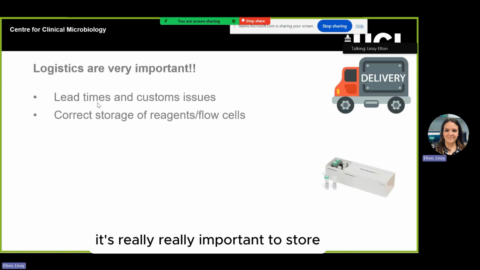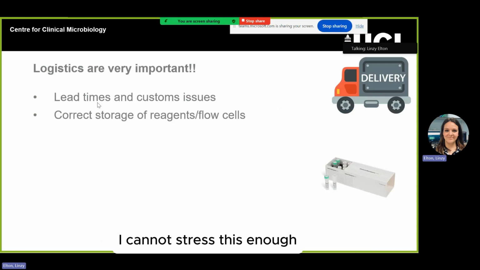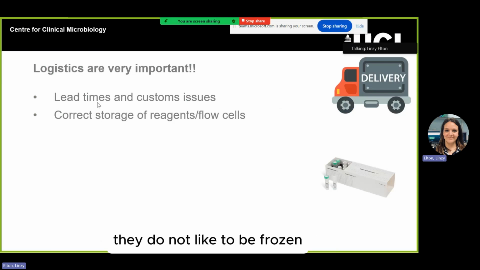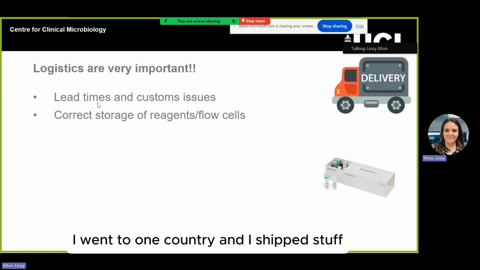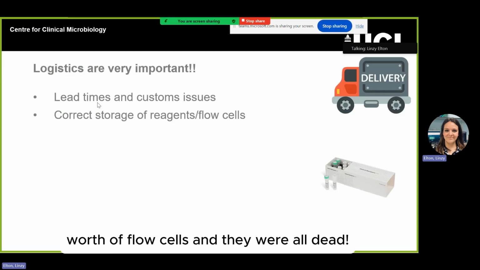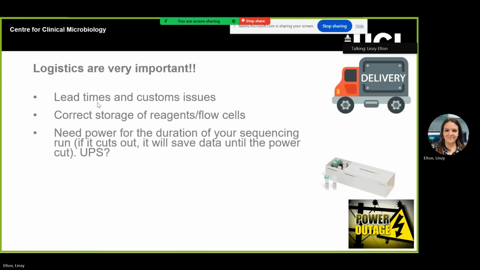It's really, really important to store the reagents and flow cells at the right temperature. I cannot stress this enough. Do not freeze the flow cells. If you freeze the flow cells, you will destroy all of those pores, because they are originally mammalian pores. They do not like to be frozen. I went to one country and I'd shipped stuff, and they had misunderstood my instructions, and they froze 5,000 pounds worth of flow cells, and they were all dead. So please do not freeze the flow cells. You can freeze the reagents, check on the box, it does say, but do not freeze the flow cells.